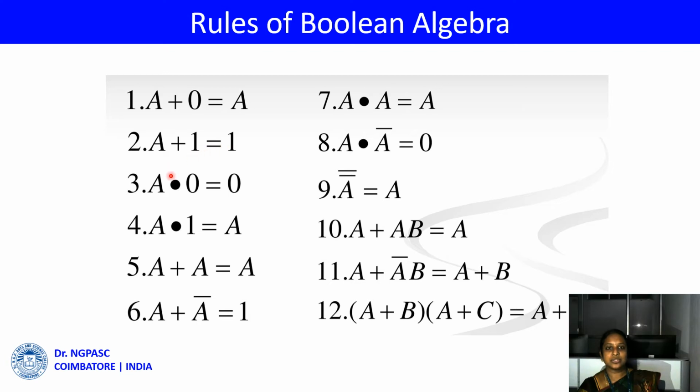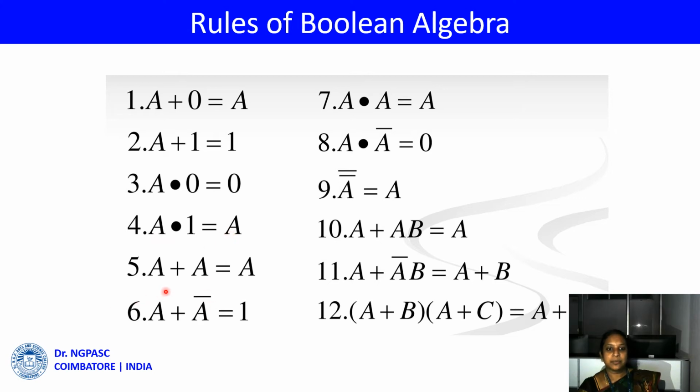Next are the rules of multiplication. A dot 0 is equal to 0. We all know that anything multiplied by 0 is 0. Similarly, A dot 1 is equal to A. Here, even if A is 0 or 1, when it is multiplied with 1, it will give you only A.